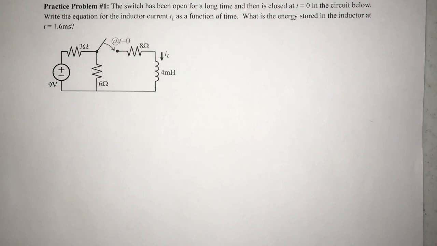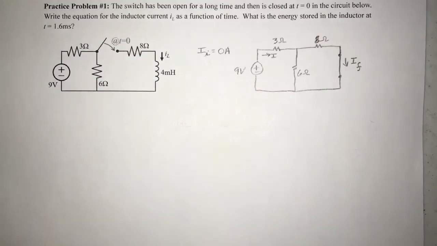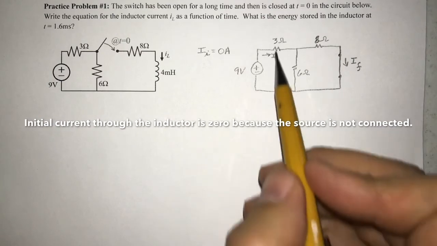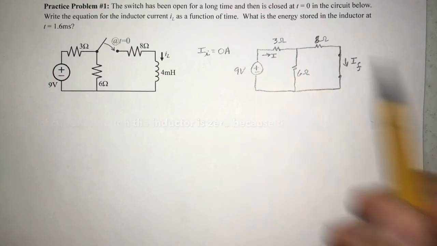In practice problem 1, the switch has been open for a long time and then is closed at t equal to 0. Write the equation for the inductor current as a function of time. And then calculate the energy stored in the inductor at 1.6 milliseconds. We can solve for the final current using nodal analysis, but instead let's reduce the circuit, find the source current, and then do a current divider.